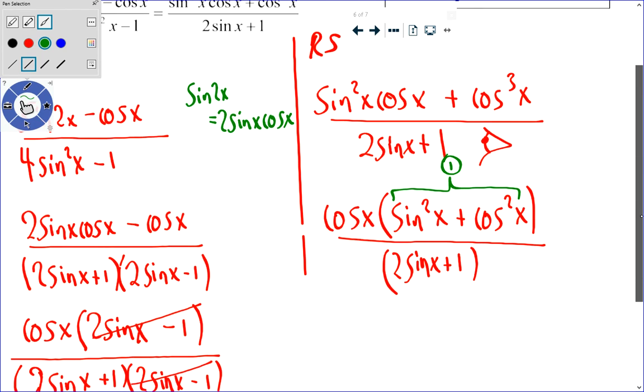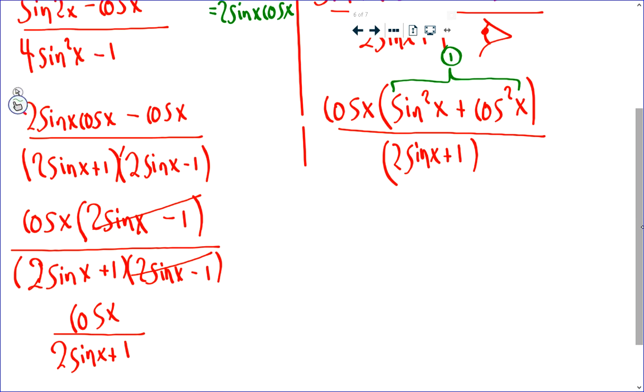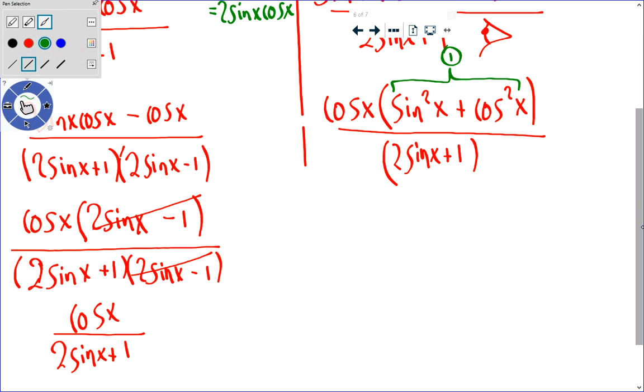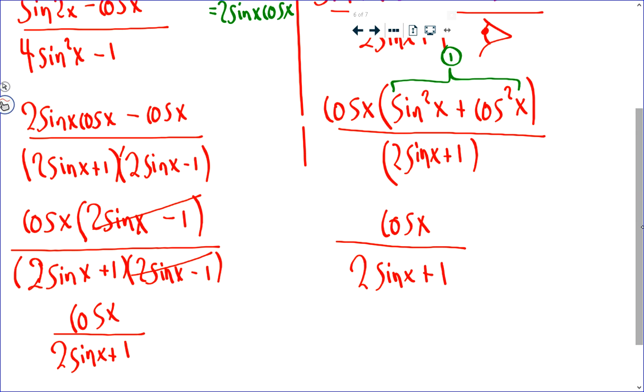Which means that the right-hand side is equal to cosine of x on the top times 1, but I don't think we need to write times 1, over 2 sine of x plus 1. And we're done, because now we can say that the left-hand side and the right-hand side are equal.